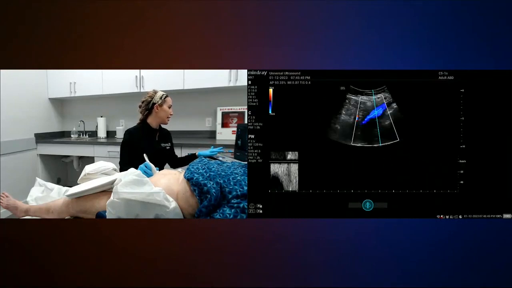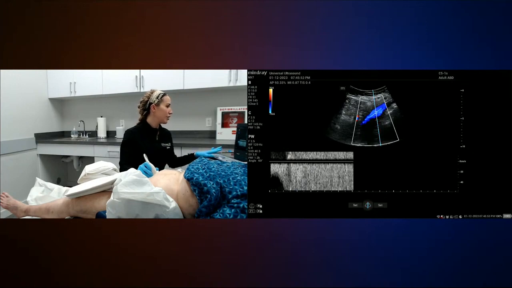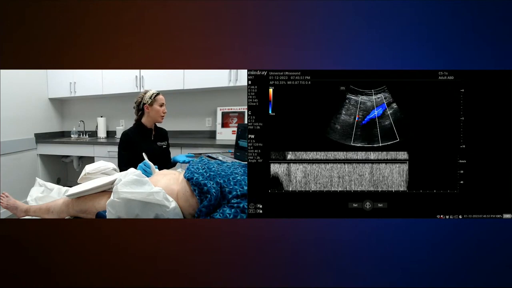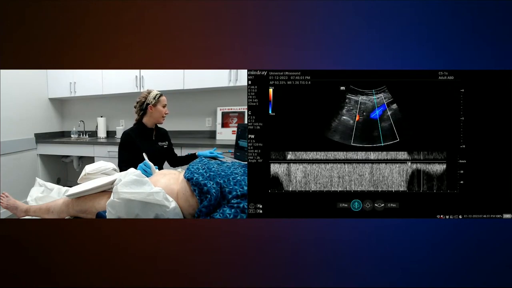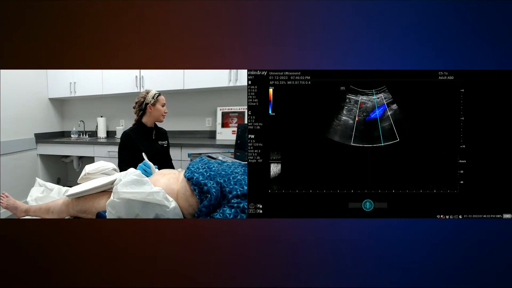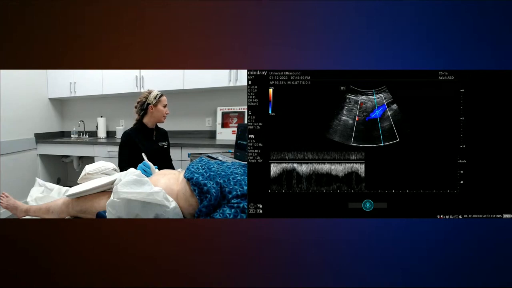If I press too hard, you see how my venous flow velocities increase, and you see how continuous the flow becomes. So again, you can cause a false positive as well. You always want to make sure you're light with your transducer on the patient, and just let the venous flow come across nicely on your display with Doppler.